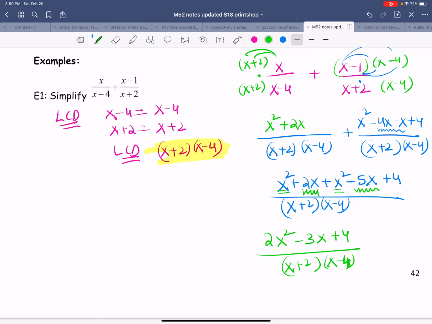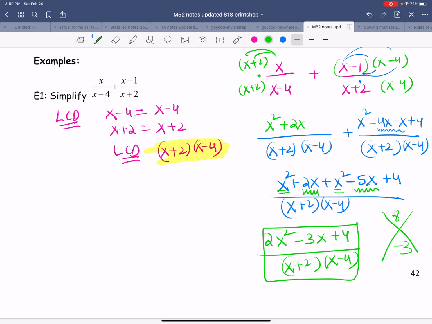Usually, I would try to factor the numerator and see if it's possible to factor it further. In this case, it looks like it's not. There aren't any two numbers that will multiply to give me positive 8 and add up to give me negative 3. So it's not factorable anymore, and this will be my final answer. But if it is factorable, we would go ahead and factor.